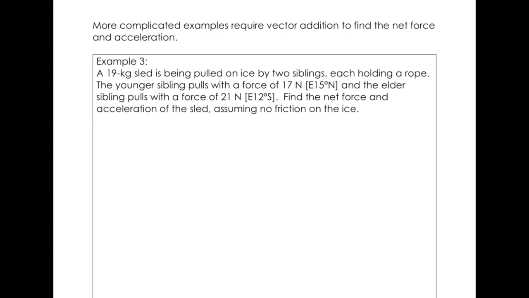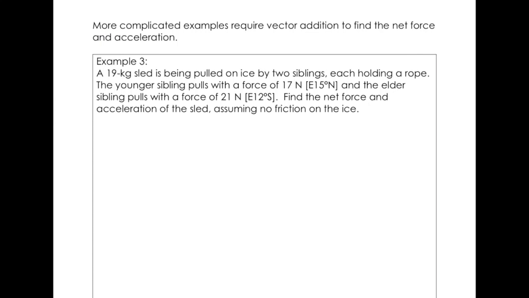So for example 3, we have a 19 kilogram sled. It's being pulled on ice by two siblings, each holding a rope. The younger sibling pulls with a force of 17 newtons east, 15 degrees north, and the elder sibling pulls with a force of 21 newtons east, 12 degrees south. Find the net force and acceleration of the sled, assuming no friction on the ice.